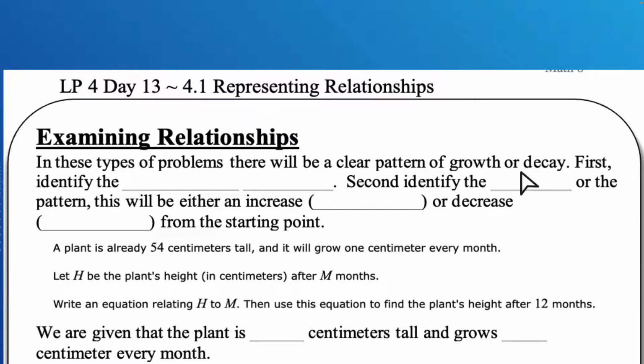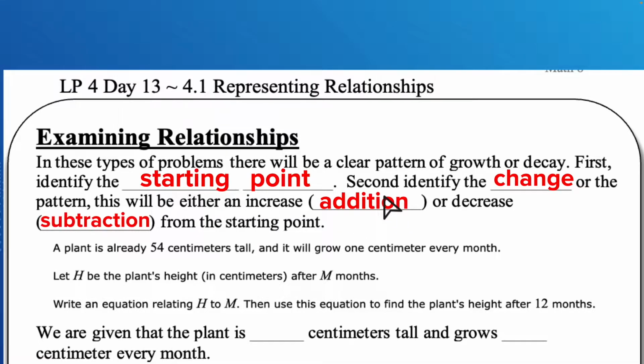So first, we're going to identify our starting point. So what do we start with? What are we growing from or decaying from? And then second, we're going to identify the change or the pattern. So what are we either growing by or changing by each period? It could be per day, per week, per month, whatever we're growing by per. And it doesn't actually have to be time. It can be some other item. So this will either be an increase, where we're adding, or a decrease, which is subtraction, from the starting point. So let's go ahead and read this problem.